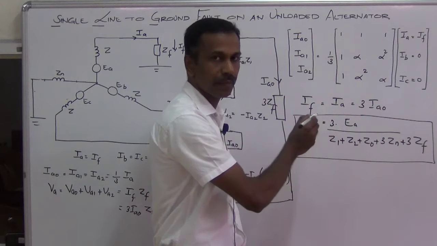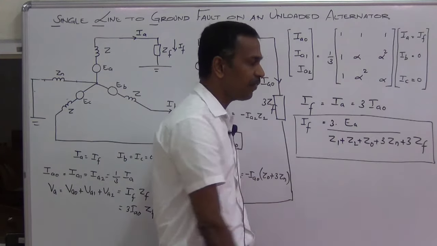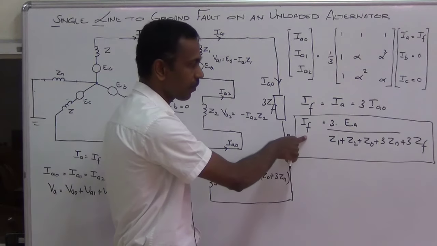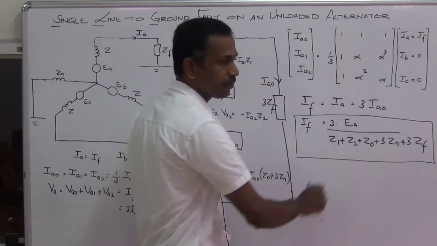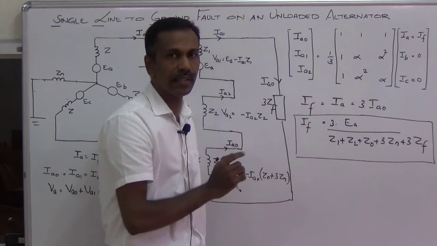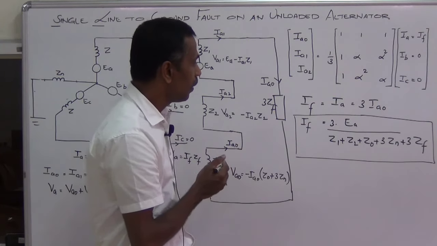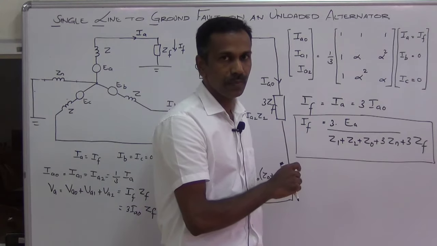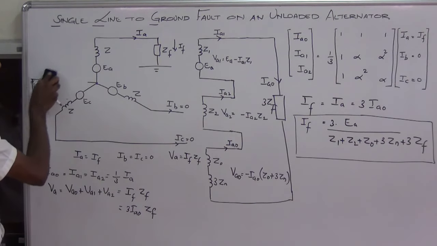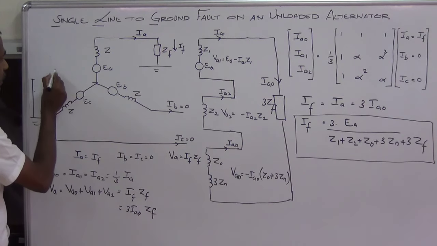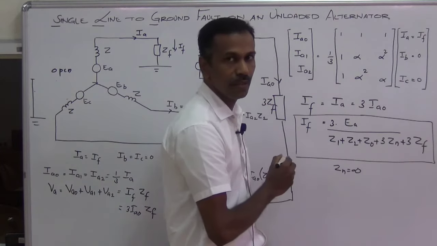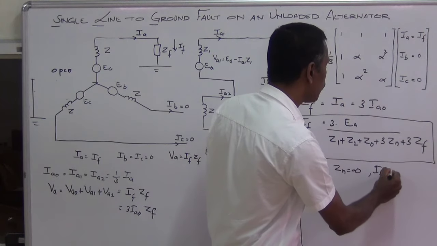Now if you look at this expression, we can find out that when you have this Zn, the neutral grounding impedance, it helps us to reduce the fault current because Zn is in the denominator. So when you connect a neutral grounding impedance, this will help us to reduce the fault current when a single line to ground fault occurs. Now if you increase this value, what will happen? Obviously the fault current will reduce. Suppose you are increasing this up to infinity. What is meant by infinity impedance? This is an open circuit. If this is opened, what will happen? This Zn is equal to infinity. So what is the fault current now? IF will be equal to 0.